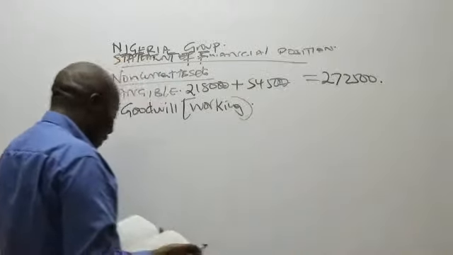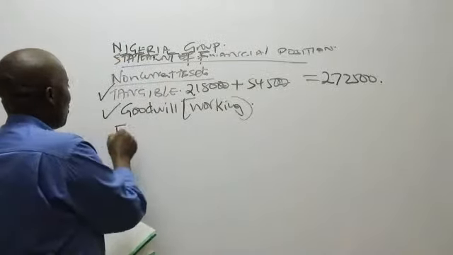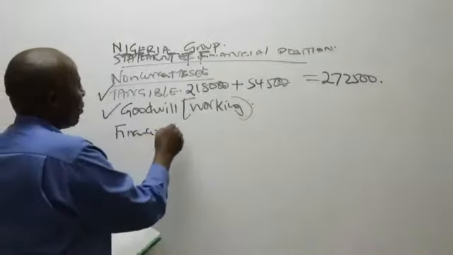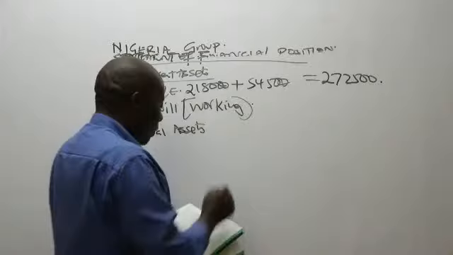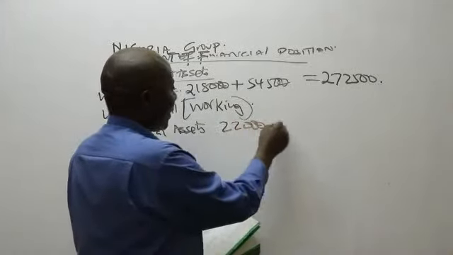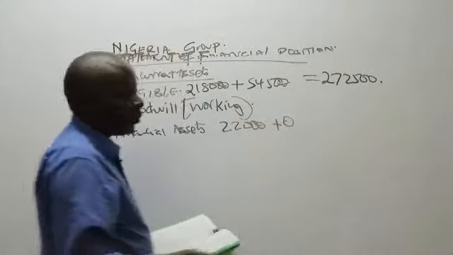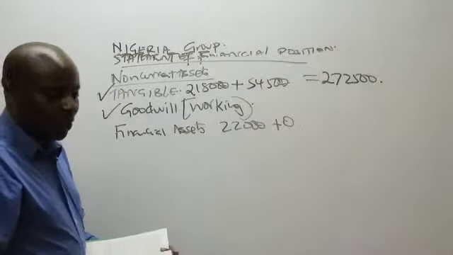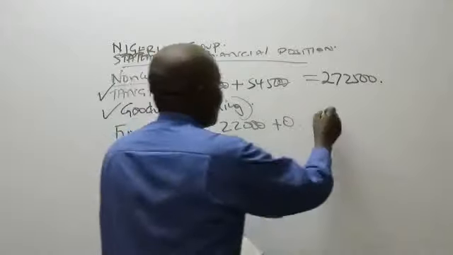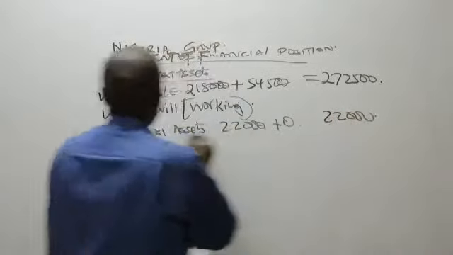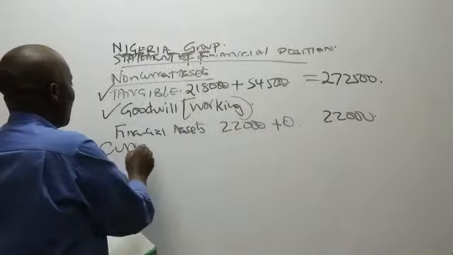From there, we have financial assets. This is a free mark really. Financial assets, I'll take the one of the parent, which is 22,000, plus the one of the subsidiary there, which is 0, nothing really. So this is a free mark, which gives me 22,000.